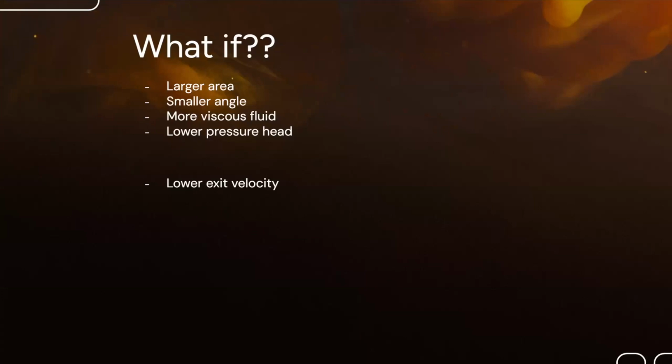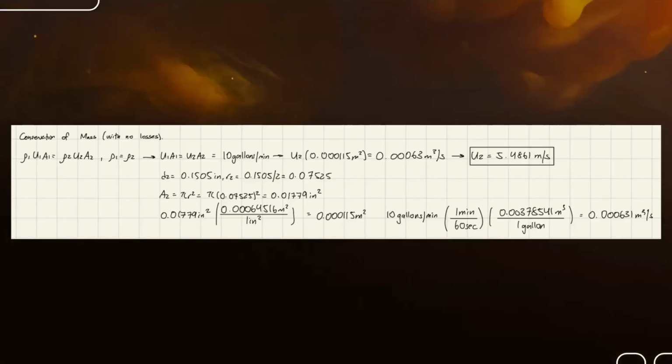Now, if you have a larger exit area, a smaller angle, a more viscous fluid, or a lower pressure head, these all would contribute to a lower exit velocity due to Bernoulli's equation. For the exit, conservation of mass and Q equals UA were used to calculate the velocity of the water stream as it exits the sprinkler.